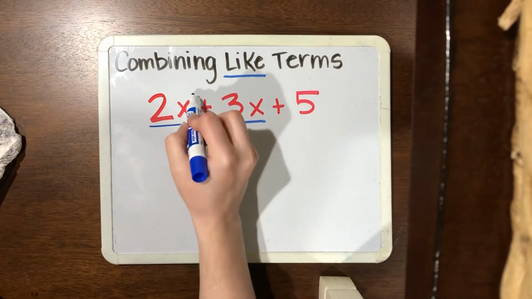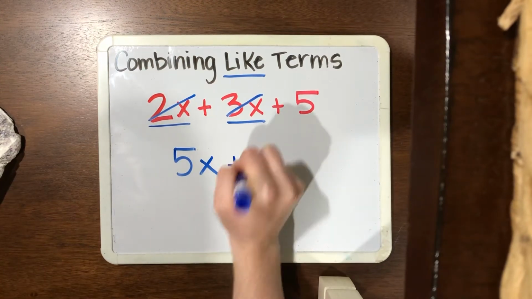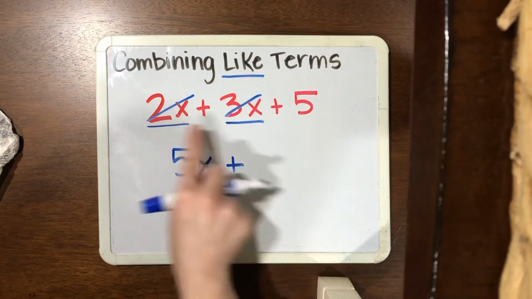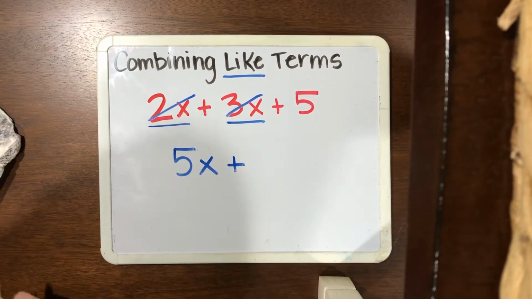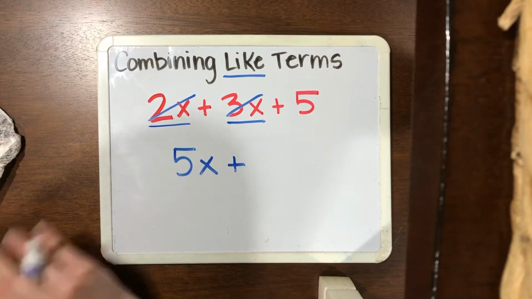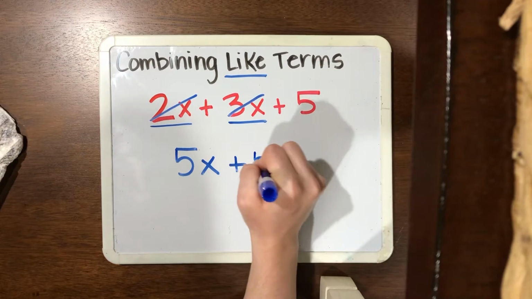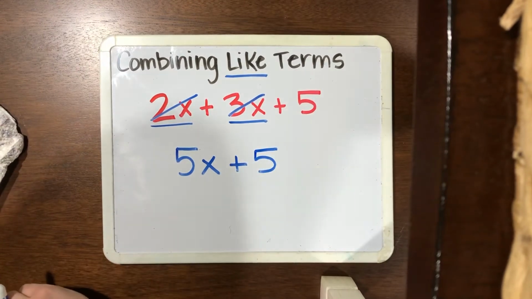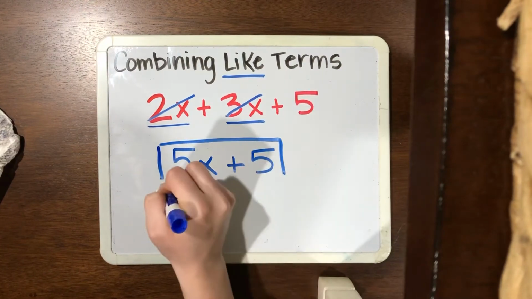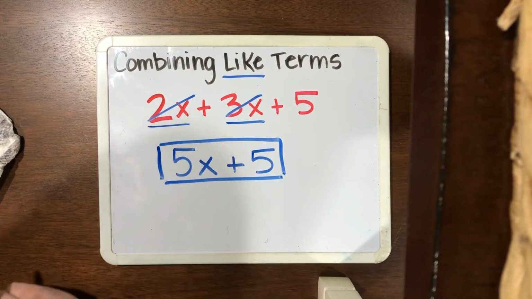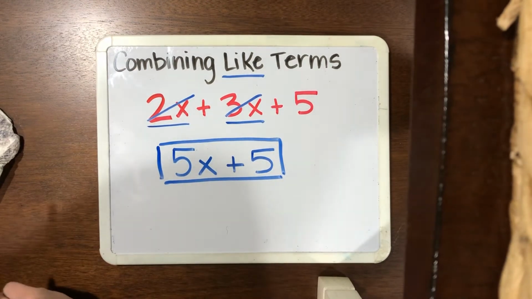So now those like terms are gone. I've combined them into 5x. I'm still adding. Is there anything within here that's similar to 5? There's not. There are no like terms that I can combine with 5. I have no other constants in this expression. So I would finalize it to say 5x plus 5. That is my final solution. I have combined all the like terms within my expression to get a final simplified answer.